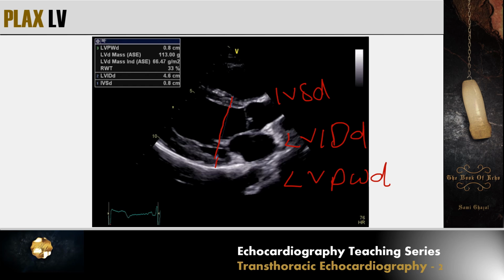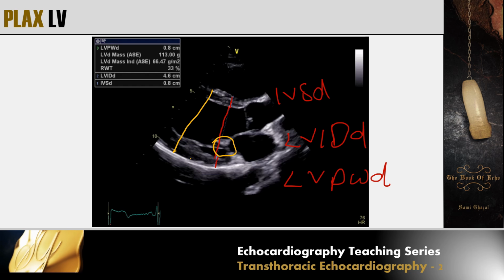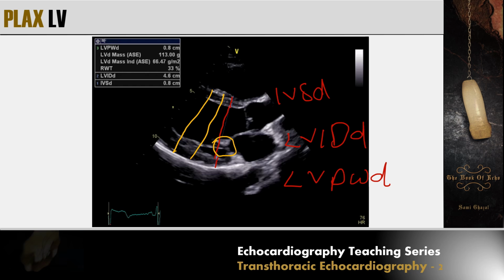Measurements should be obtained at the level of the mitral leaflet tips. At this level. Not here, not here. However, if you have a sigmoid septum, you should pass it and measure after the sigmoid septum. Do not measure the sigmoid part of the septum. And we will see this in later videos.